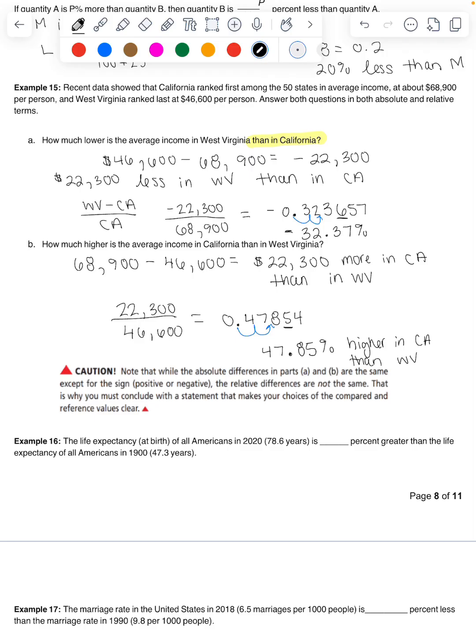So note that our absolute differences in Part A and B are the same, except in Part A we had a negative absolute difference. In Part B it was positive. The relative differences are not the same.